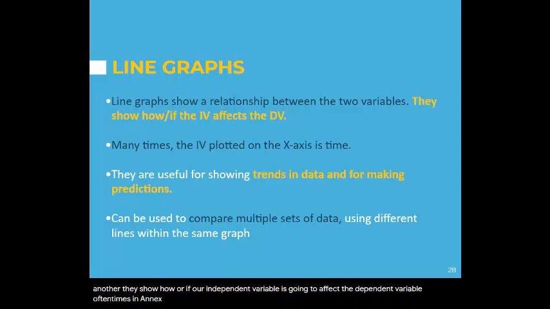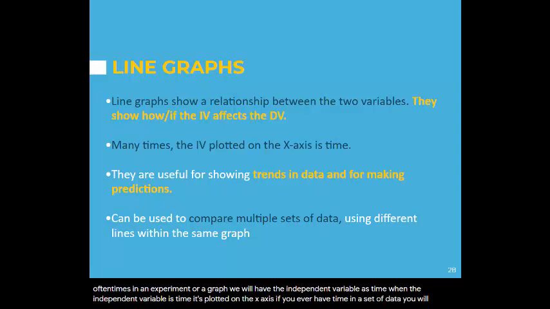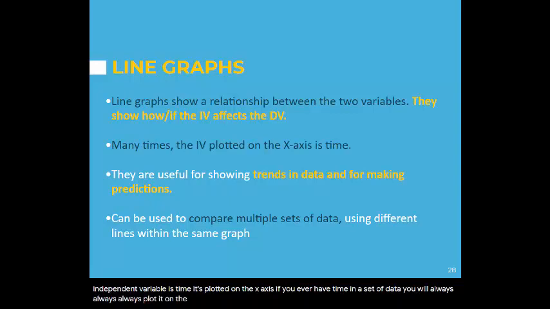Oftentimes in an experiment or a graph, we will have the independent variable as time. When the independent variable is time, it's plotted on the x-axis. If you ever have time in a set of data, you will always plot it on the x-axis because it's the independent variable. That's because usually it's time that's changing.